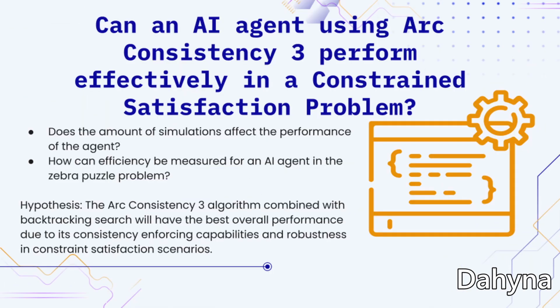Key questions and hypotheses. Can an AI agent using consistency 3 perform effectively in a constraint satisfaction problem? Hypothesis: The consistency 3 algorithm, combined with backtracking search, will have the best overall performance due to its consistency-enforcing capabilities and robustness in constraint satisfaction scenarios.